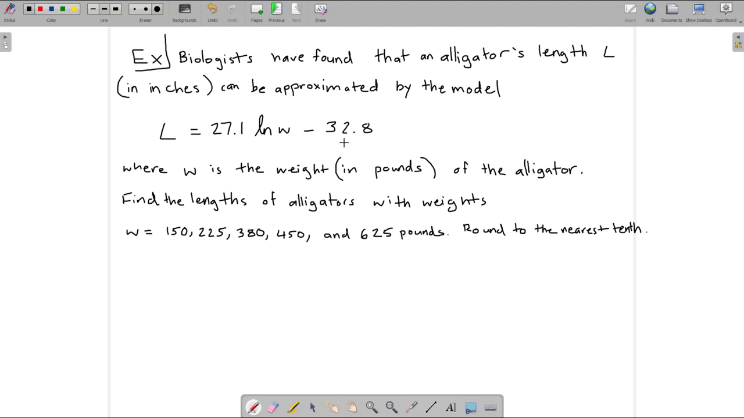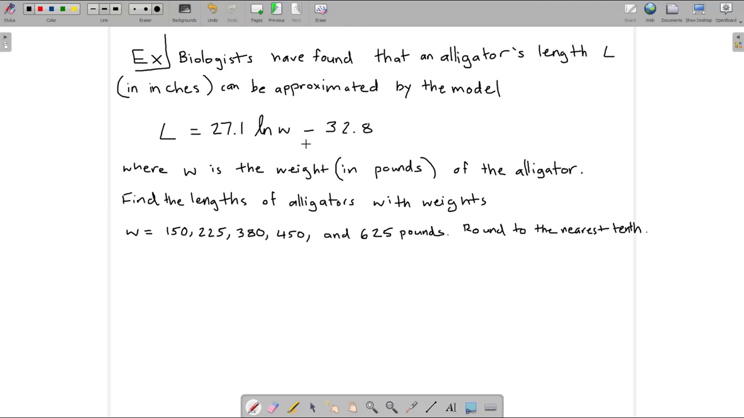Alright, let's go ahead and do a word problem example. Biologists have found that an alligator's length L in inches can be approximated by the model L equals 27.1 times ln W, natural log W, minus 32.8, where W is the weight in pounds of the alligator. Find the lengths of the alligators with weights W equal to 150, 225, 380, 450, and 625 pounds. And we want to round to the nearest tenth here.